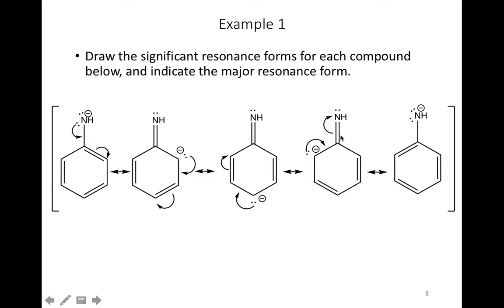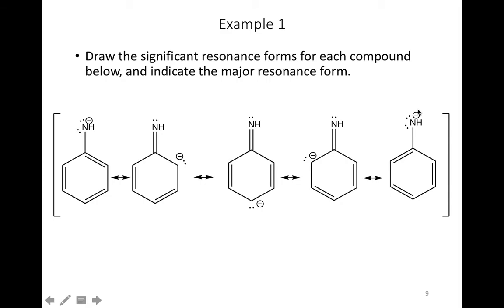So then I would go to rule 3, and in the 3 in the middle, the negative charge is on carbon, and on the 2 on the outside, the negative charge is on the nitrogen. Because nitrogen is more electronegative than carbon, it would prefer to have the negative charge. So I think the 2 on the outside are our major contributors, and the 3 in the center are our minor contributors.